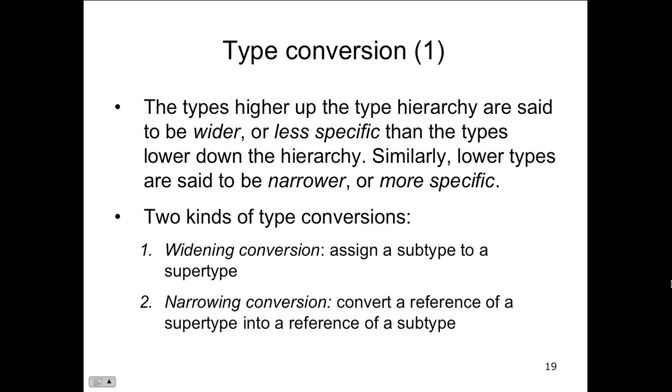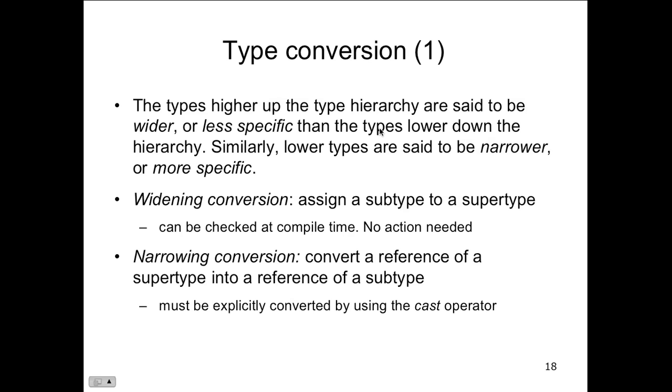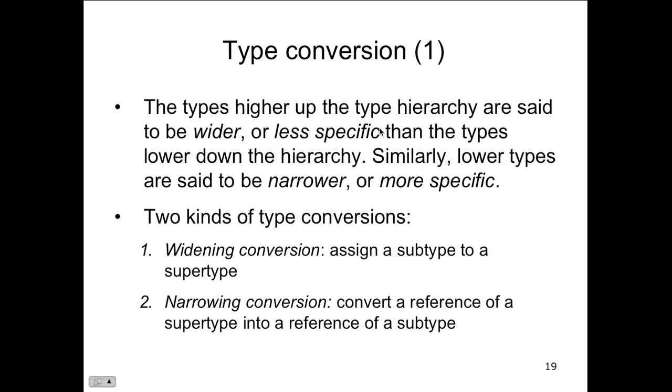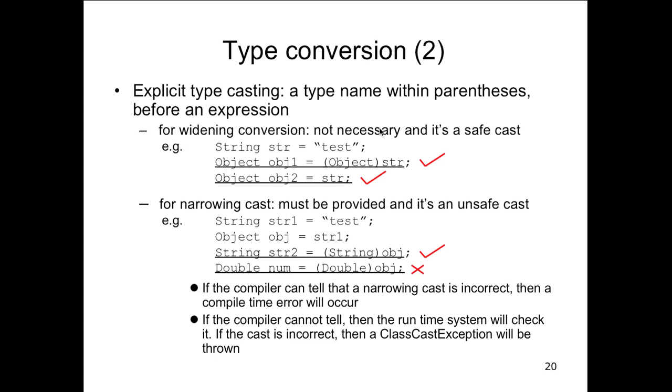And in terms of the types higher up in the type hierarchy, they are said to be wider. Oh wait, this is the same slide. Oh no, this is the widening to lowering, lowering to widening. It's the opposite way. There are two types of conversions: the widening conversion, assigning a subtype to the supertype, or the narrowing conversion, converting a reference of a supertype to a subtype. So lower types are said to be narrower, more specific.